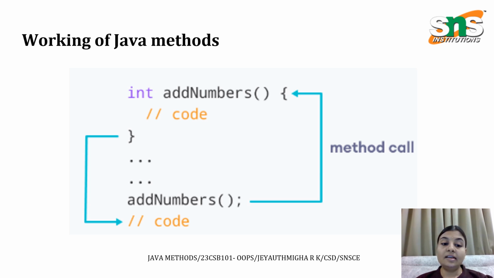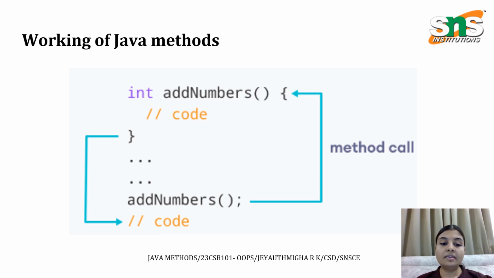And then how the function can be called: we need to mention the method name, open and close the parentheses, and then the semicolon to end the statement. Just as we have a full stop in the English language, we have the semicolon in programming, to inform the compiler that the function call ends here.